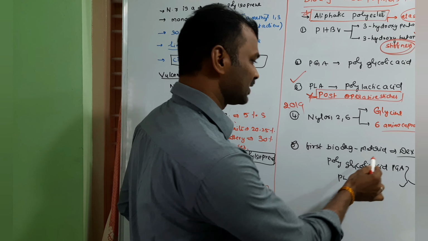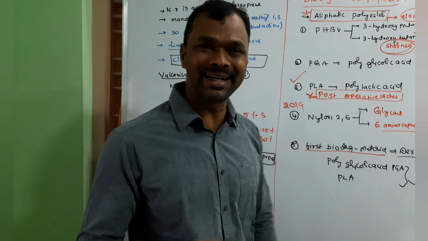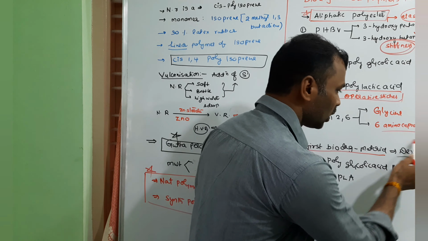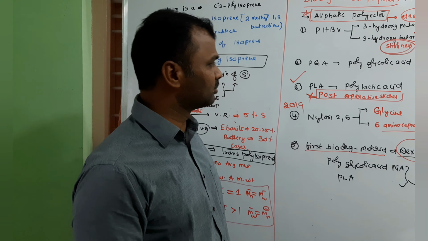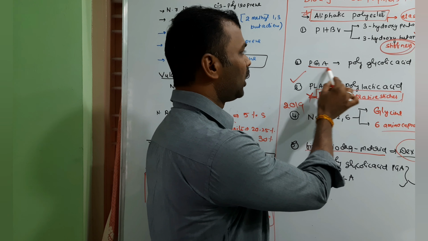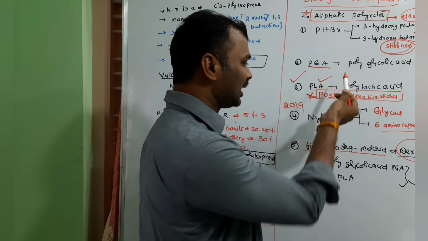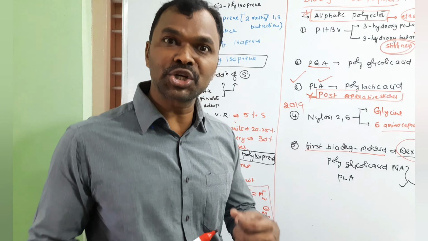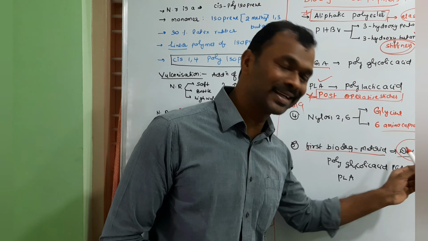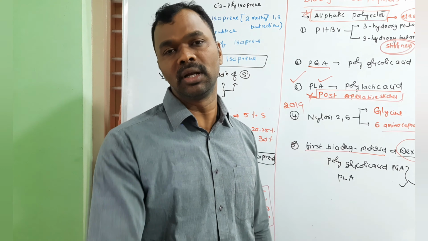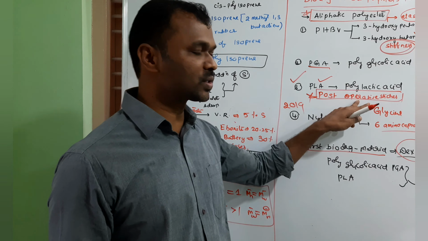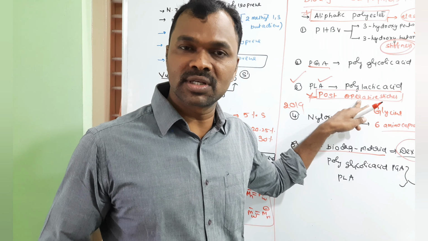Next one is the first biodegradable polymer material, dextran. Dextran is nothing but combination of polyglycolic acid and polylactic acid. Commercially, we are calling it dextran. First biodegradable polymer generally used in post-operative stitches.